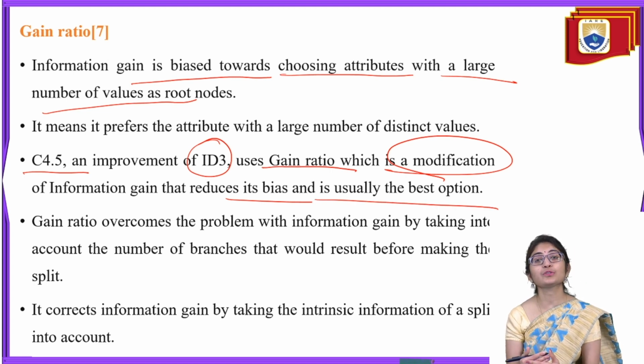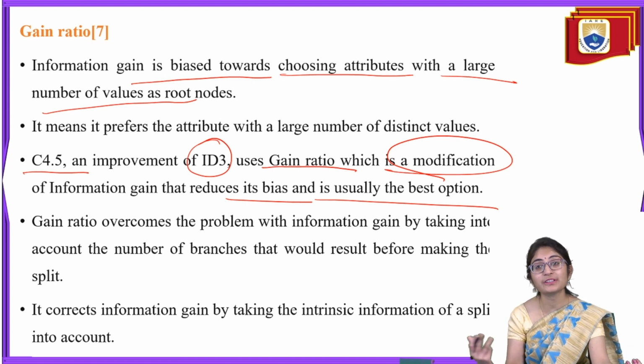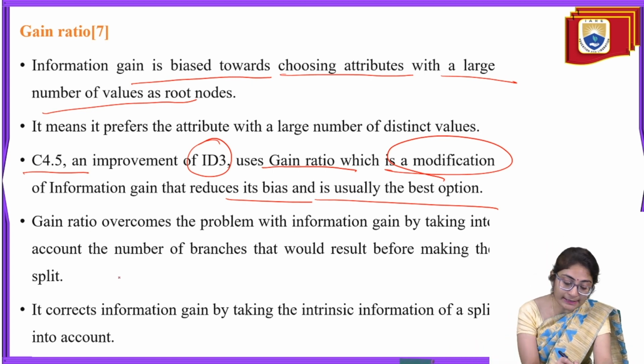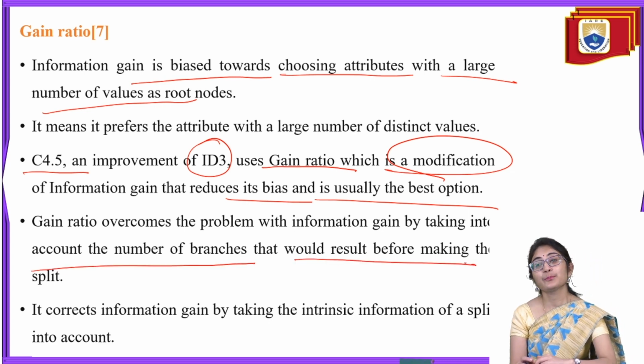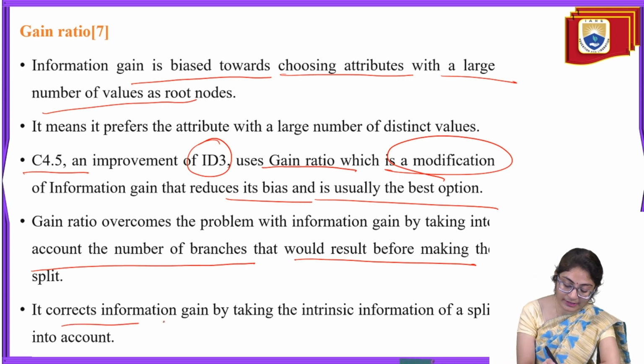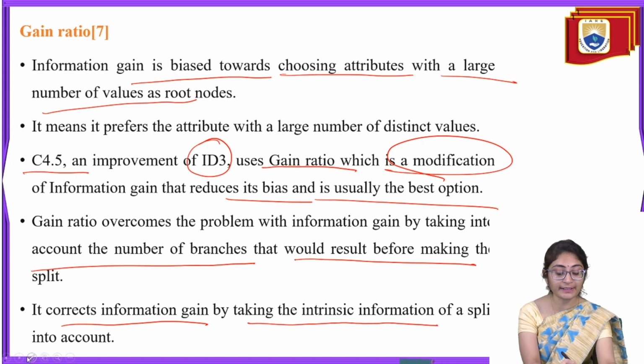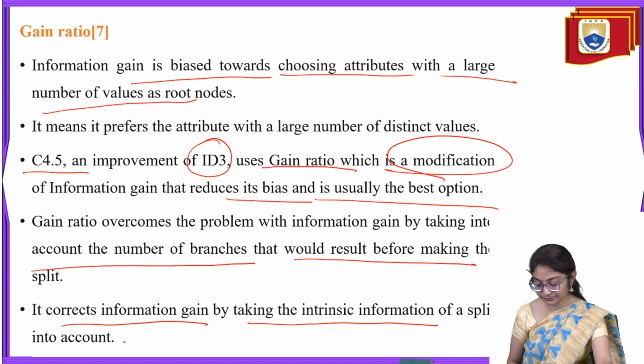Actually, gain ratio overcomes the problem with information gain by taking into account the number of branches that would result before making the split. It corrects the information gain by taking the intrinsic information of the split into account.